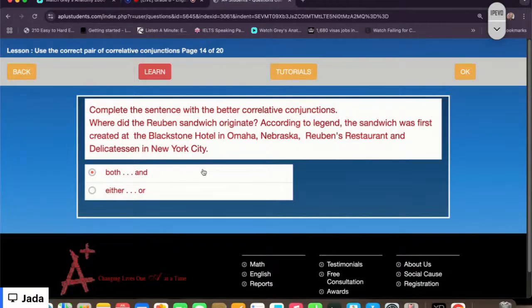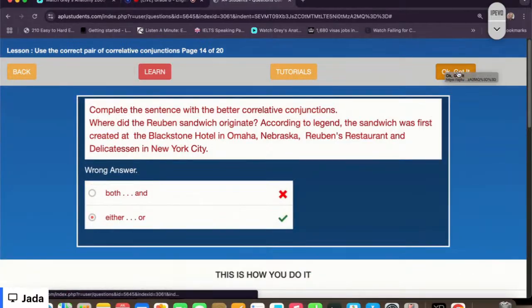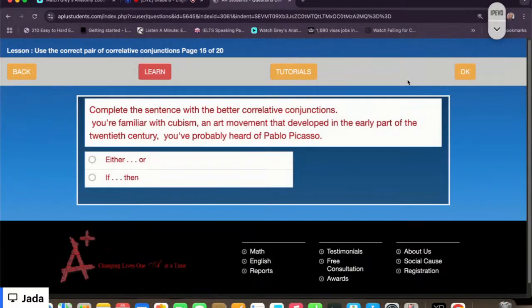So we have both and here. So either or. If you're familiar with Cubism, an arts movement that developed in the early part of the 20th century, you have probably heard of Pablo Picasso. First or second.